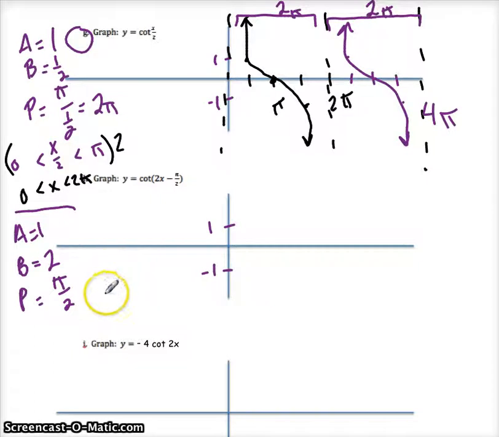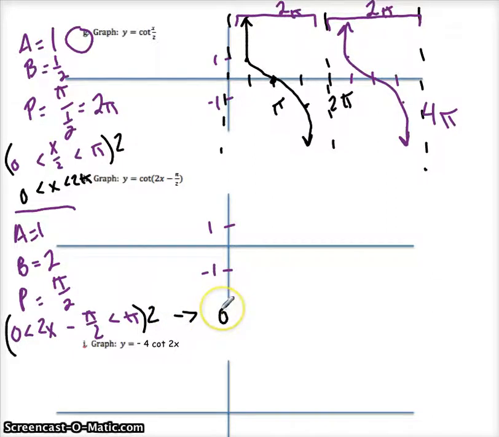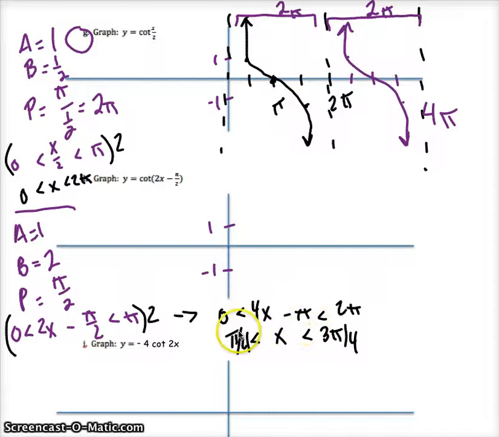Let's go ahead and write our inequality. Our inequality is 0 is less than 2x minus pi over 2 is less than pi. And I want to sweep the fractions, so let's multiply by 2. Our new inequality is 0 is less than 4x minus pi is less than 2 pi. Ladies, take a moment and isolate x, please. So you should have new asymptotes at pi over 4 and 3 pi over 4.